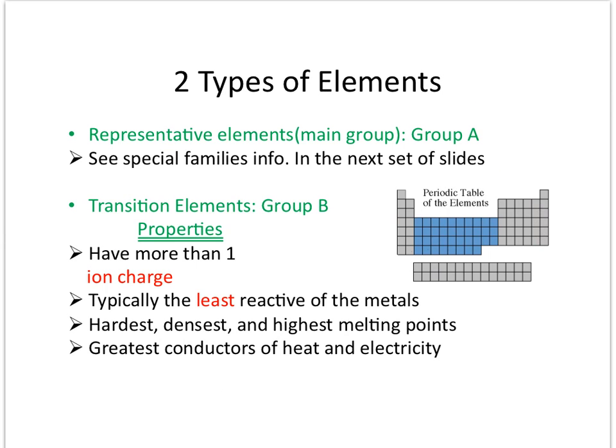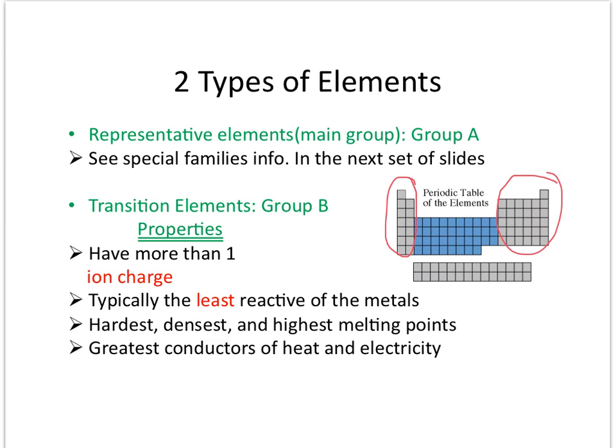We have two types of elements. Representative elements, which are our main group elements. Those are our group A elements. And remember, those are our towers, groups 1A through 2A and 3A through 8A. They are special in the sense that they exhibit a wide variety of chemical and physical properties, and we'll be discussing the specific family names in the next few slides.